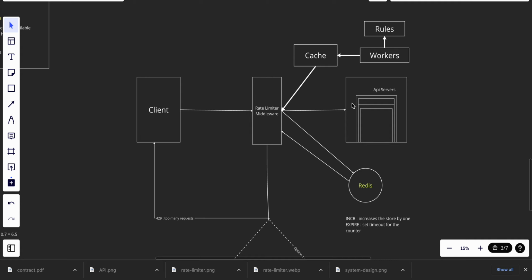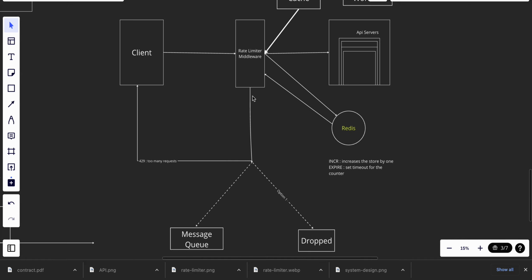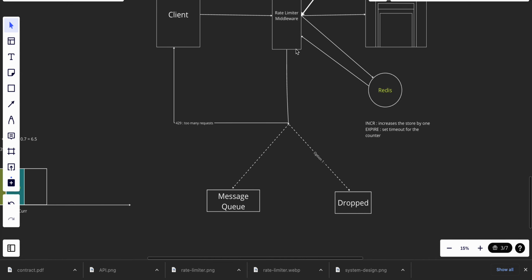The rate limiter loads the rules from the cache and fetches the counter from the Redis database. Depending on that, it compares the counter with the limit and decides whether to process the request or drop it. When we don't accept the request, we can just drop it or put it in the message queue.